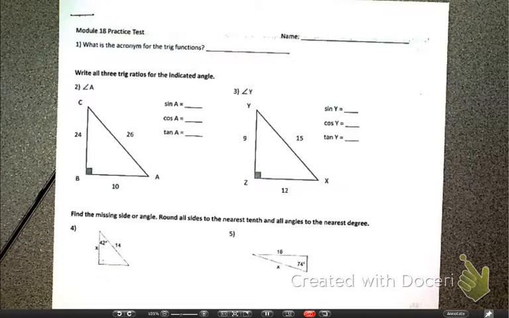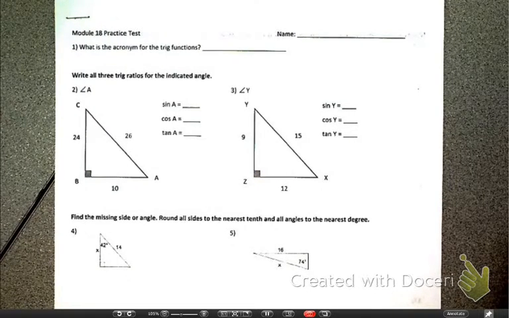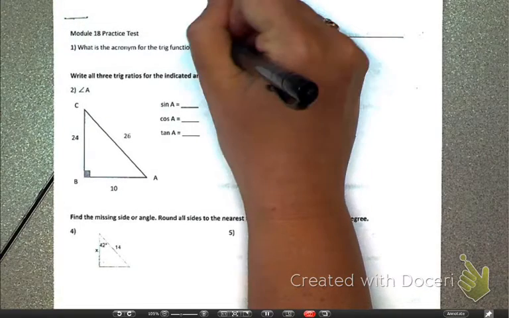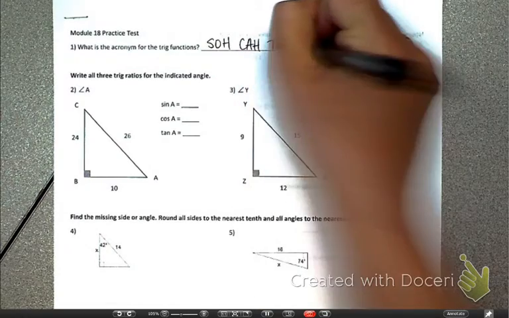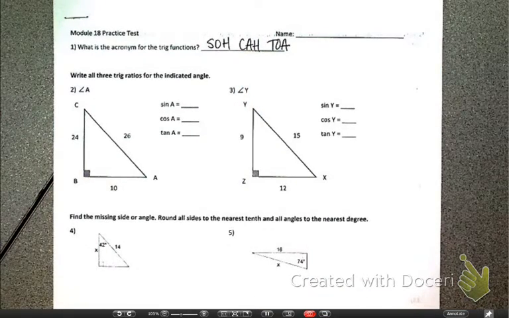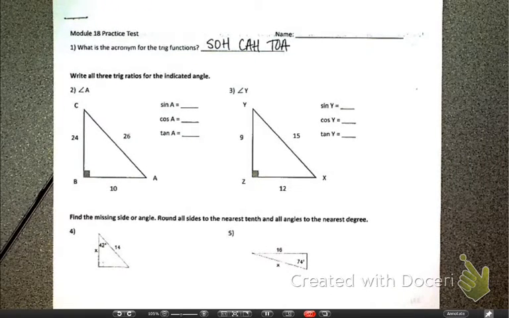Okay, so first thing, what is the acronym for trig functions? SOHCAHTOA. You need to know the acronym, you need to know sine, cosine, tangent. Okay, that is 90% of your test. You need to know your trig functions.